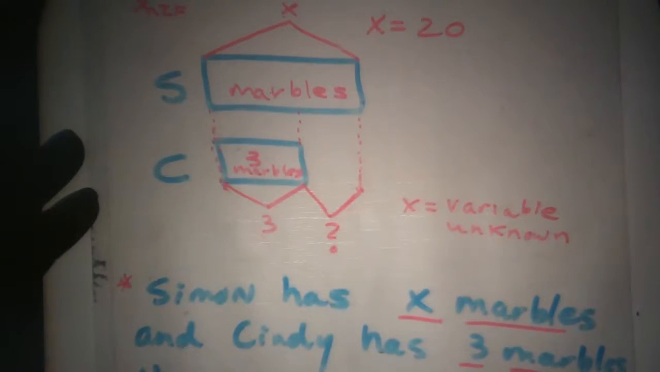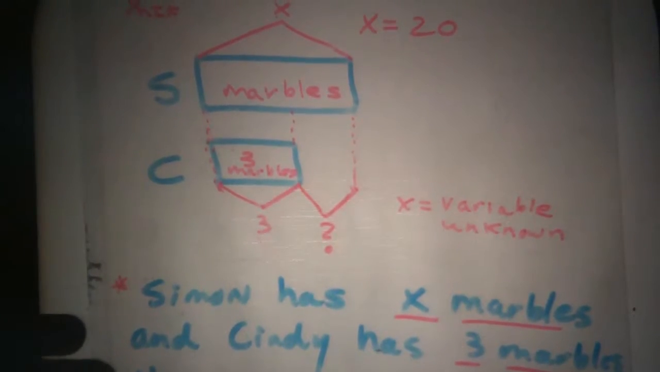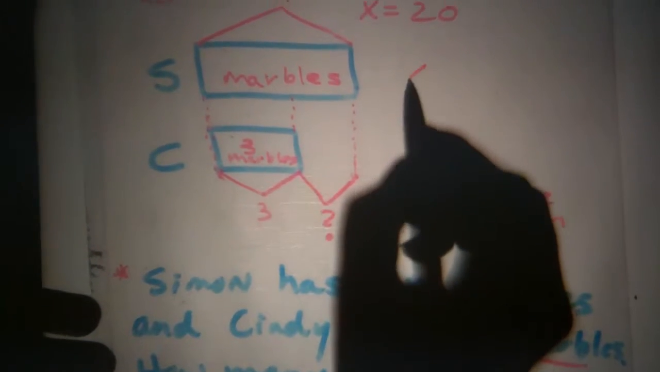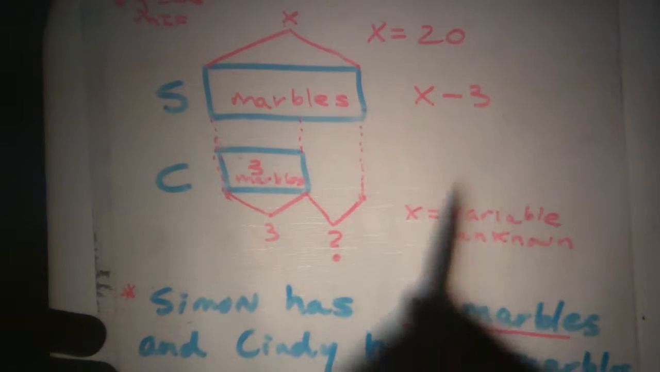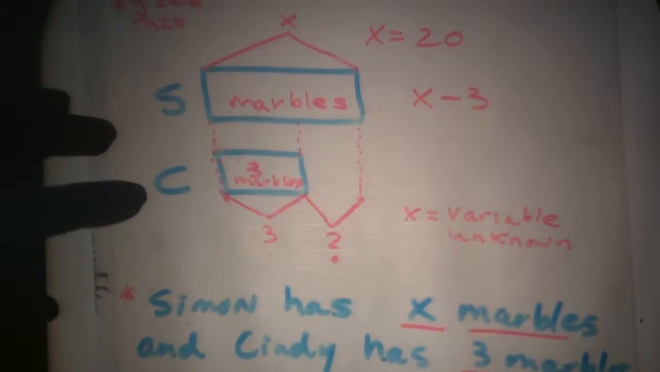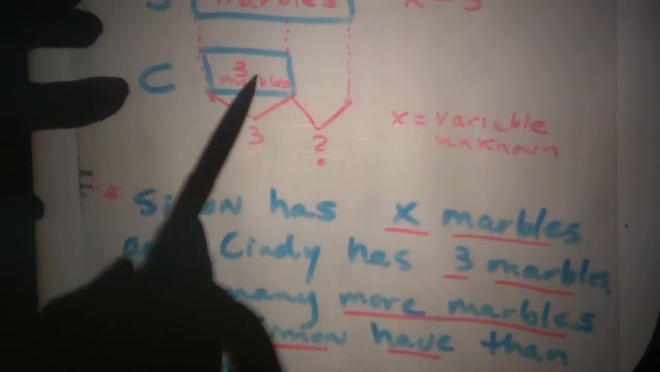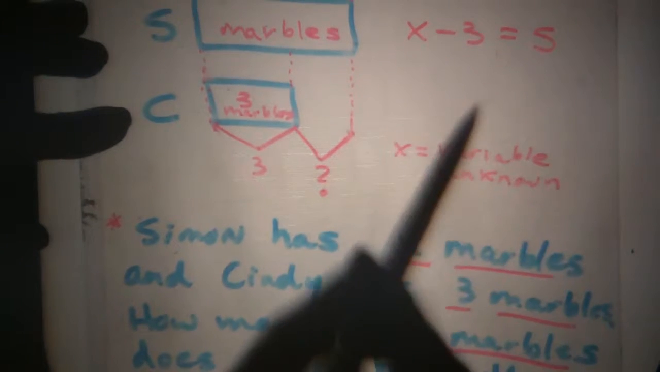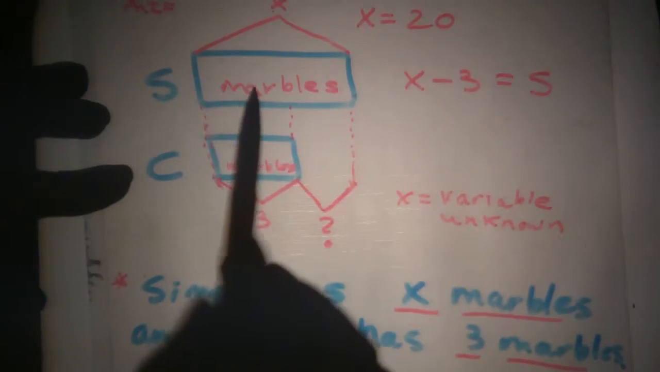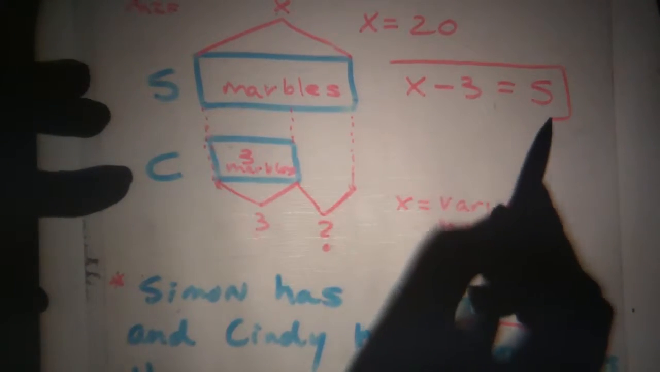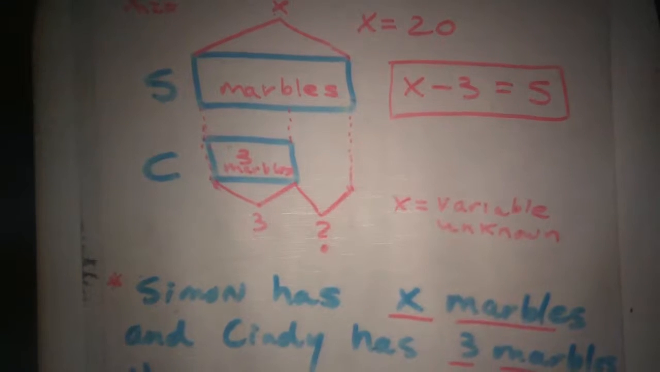Now I could put this into an equation, or I could solve it. At first it was X minus 3, because Simon has X number of marbles, Cindy has 3. We know that Simon has more, so to find out how many Simon has, we take the 3 away that Cindy has, and we'll end up with what Simon has. So this is our original algebraic expression.